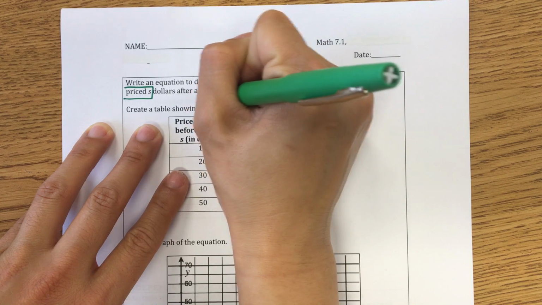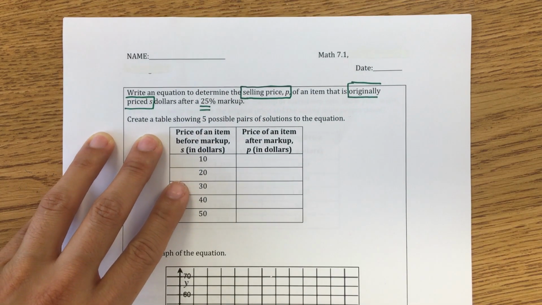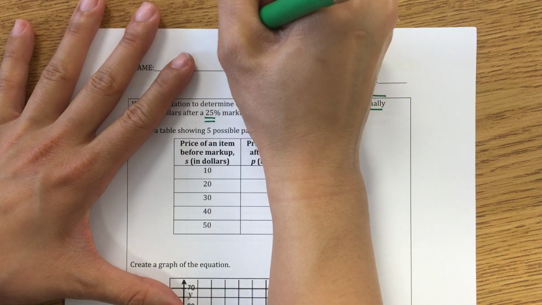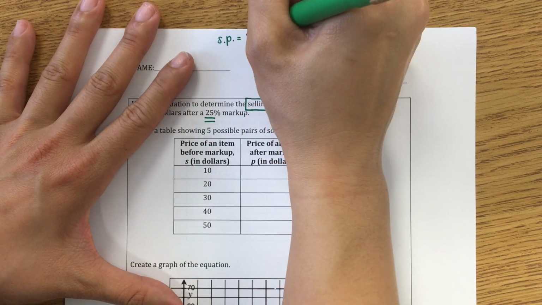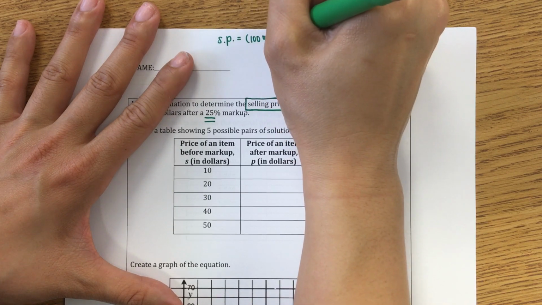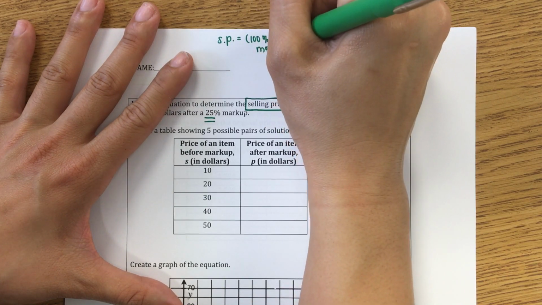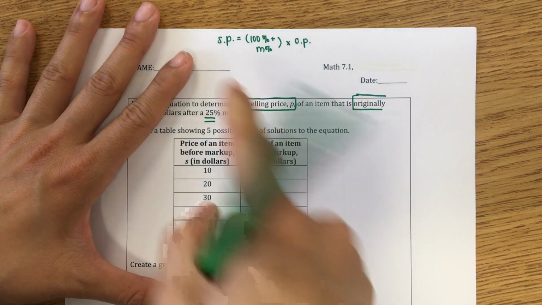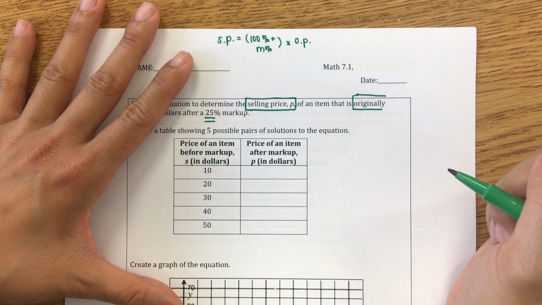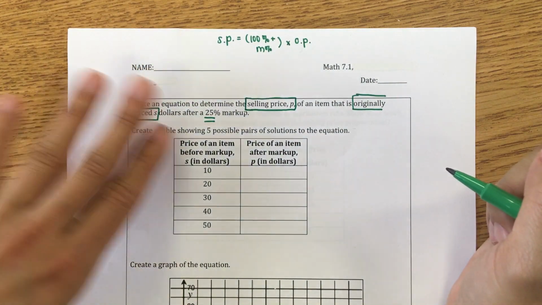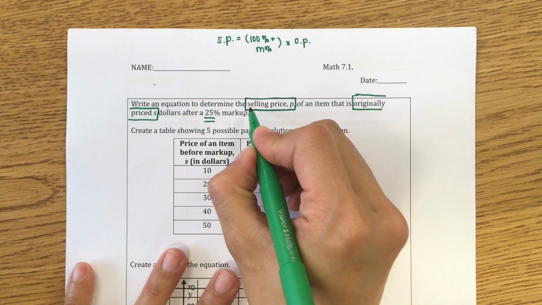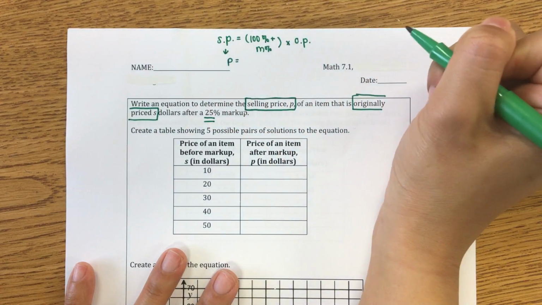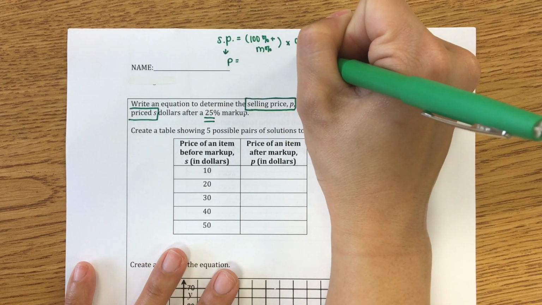And what we are given is that we have a 25% markup. So we need to make sure that we use our equation of selling price equals the percent plus whatever the markup rate is going to be, and we're going to multiply that by our original price. This in itself already is kind of an equation, but they want us to use the specific letters that we're given here. So selling price is now going to be just P. Our original price is going to be S.